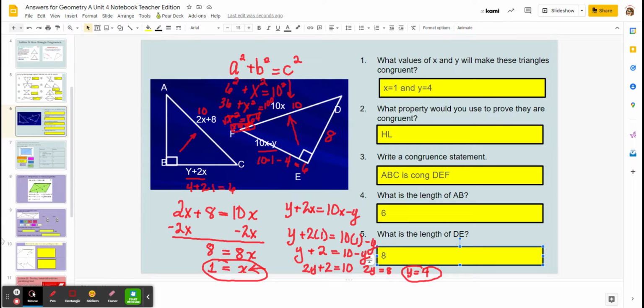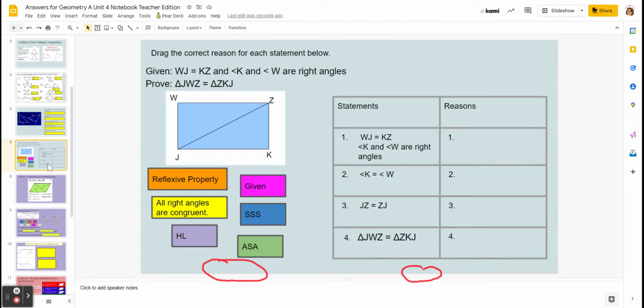All right, and again, pause this and rewind if you need to go look at those again. Let's look at the next one. All right, so drag the correct reason for each statement below. We are given that WJ equals KZ. So WJ is congruent to KZ. Angle K and angle W are right angles.